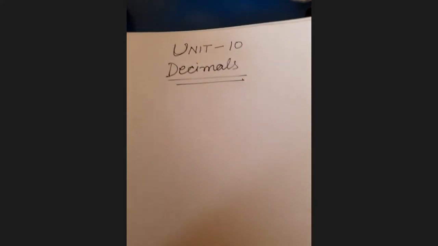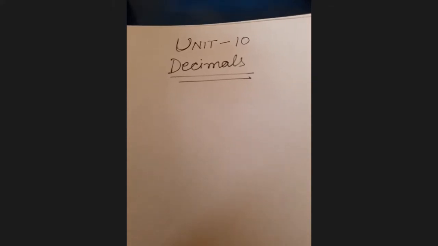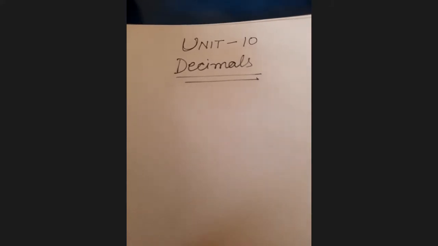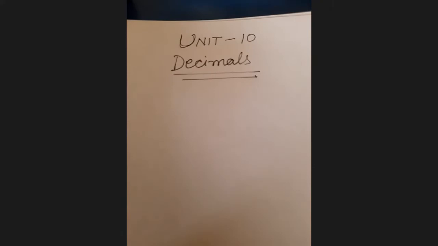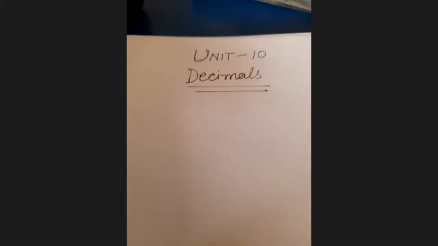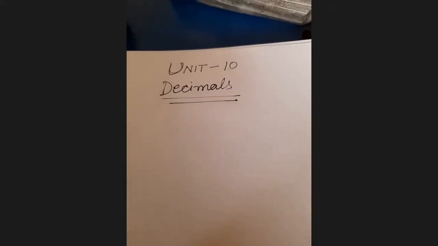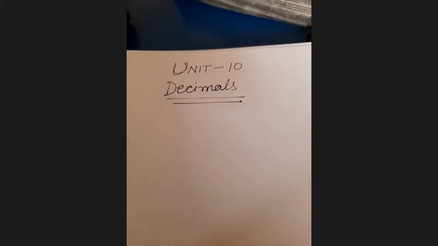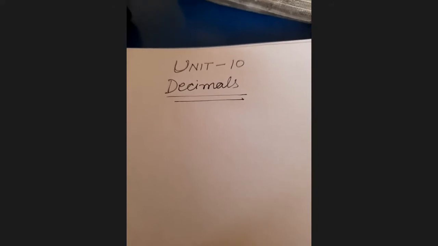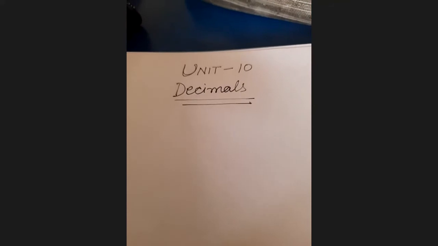Today we are starting a new topic, that is Unit 10, decimals. So, what are decimal numbers? Before discussing decimal numbers, first we'll know what decimal fractions are. The fractions in which the denominators are 10, 100, 1000, 10,000 are known as decimal fractions.